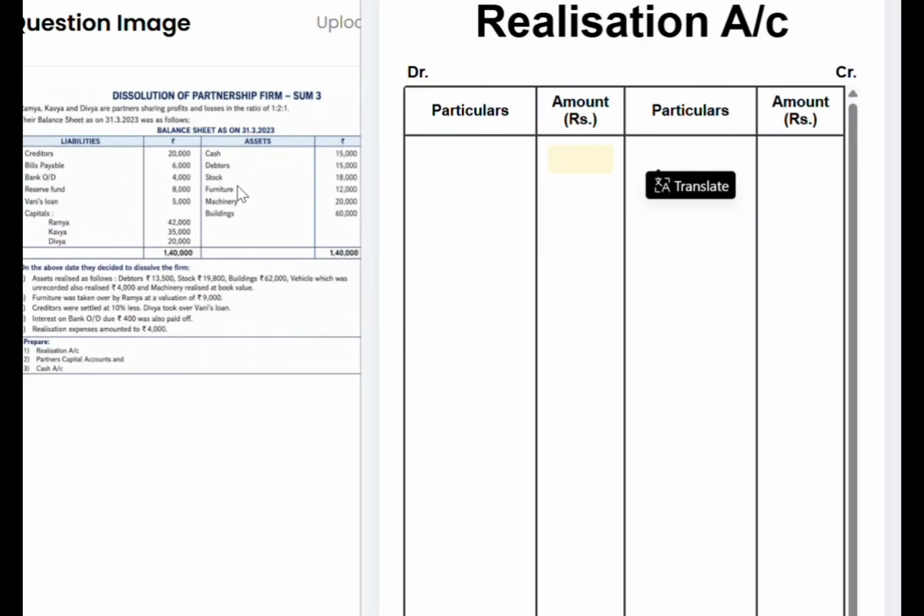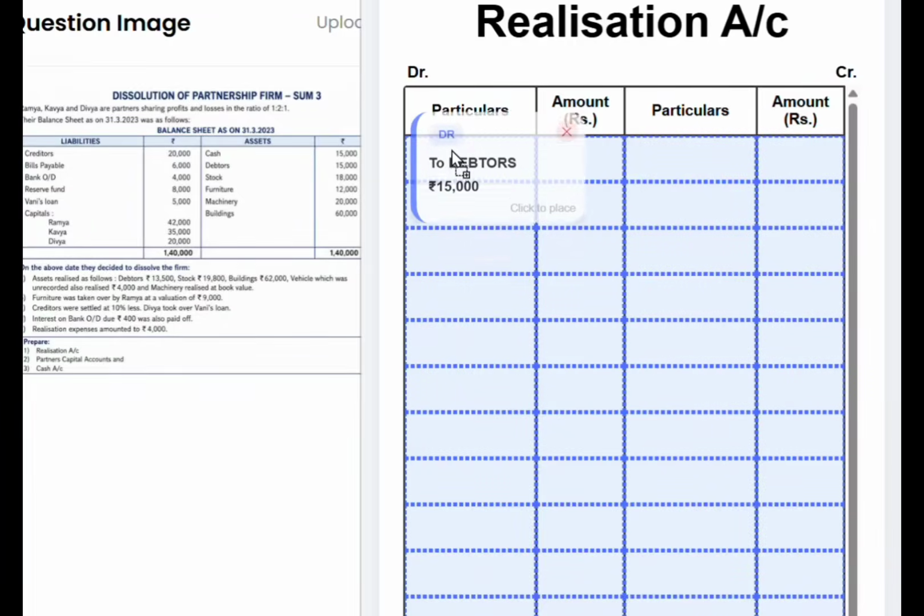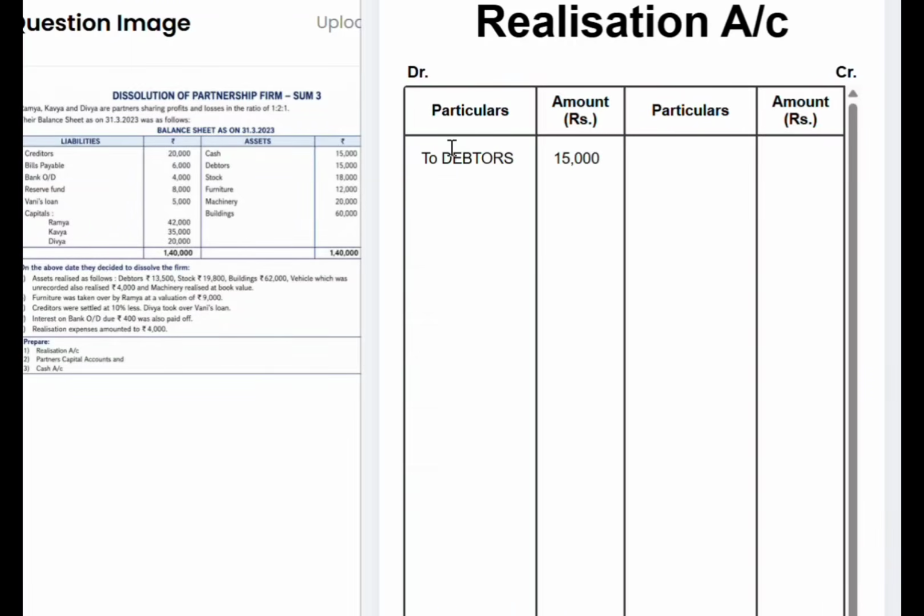Now let's see the preparation of the first account, that is, the realization account. In the realization account, first we have to bring down all the assets except cash at their book value on the debit side of the realization account. So the first asset we have is the debtors. So, to debtors, 15,000.